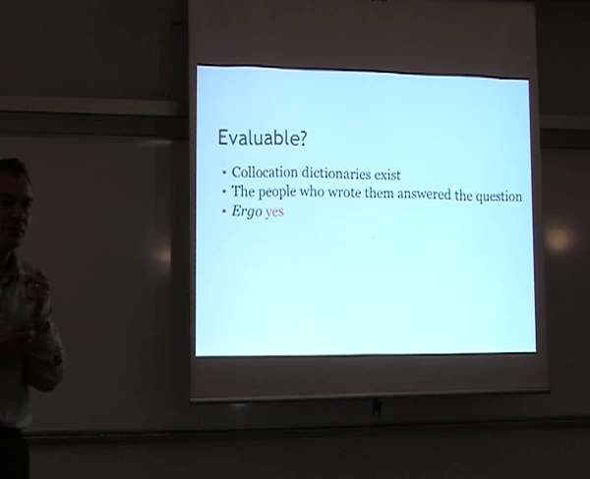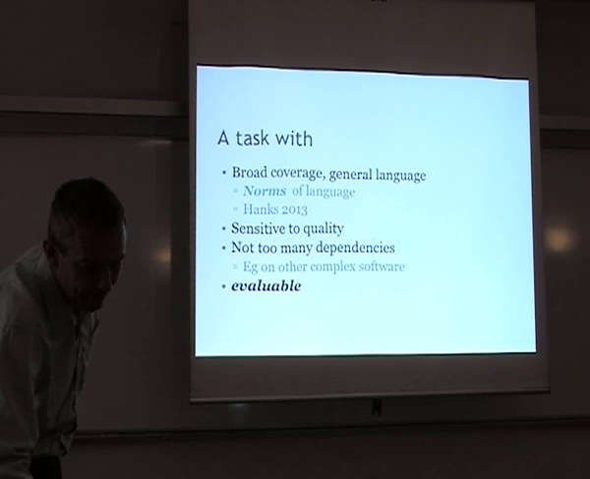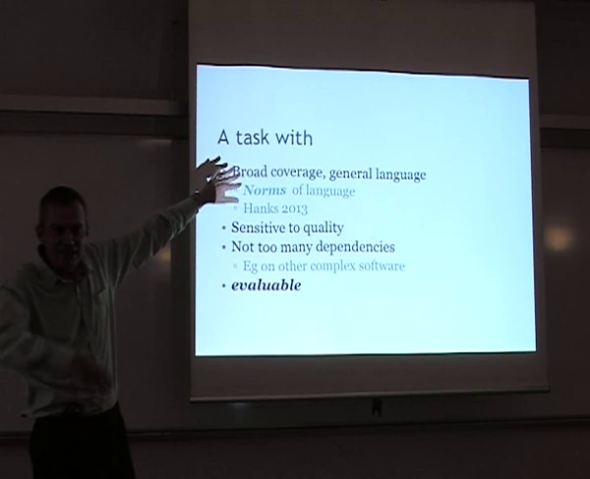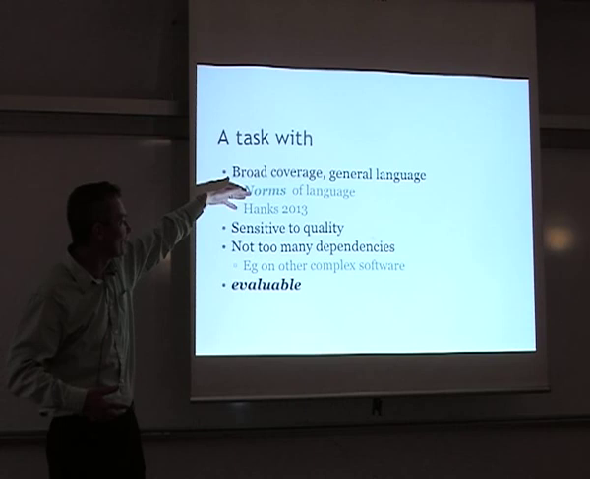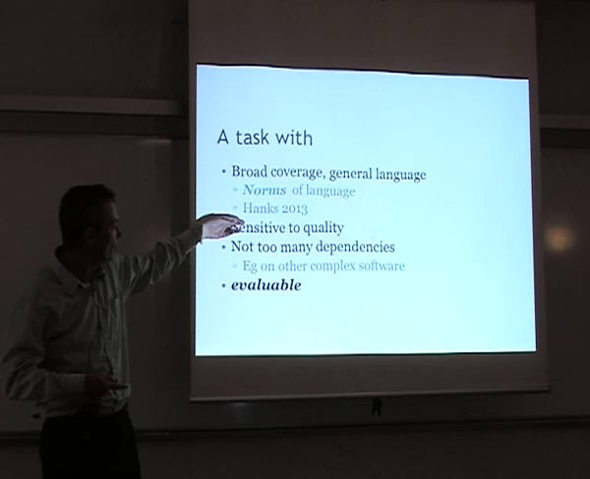Well, to go back to a couple of slides, we definitely won't need broad coverage for this. We need to cover the whole language, and collocations are kind of the structure to do with the norms of the language. We're pretty sure that we're only going to get a good collocations dictionary if we get a good corpus and there aren't too many dependencies. But is it valuable? That's the difficult question.